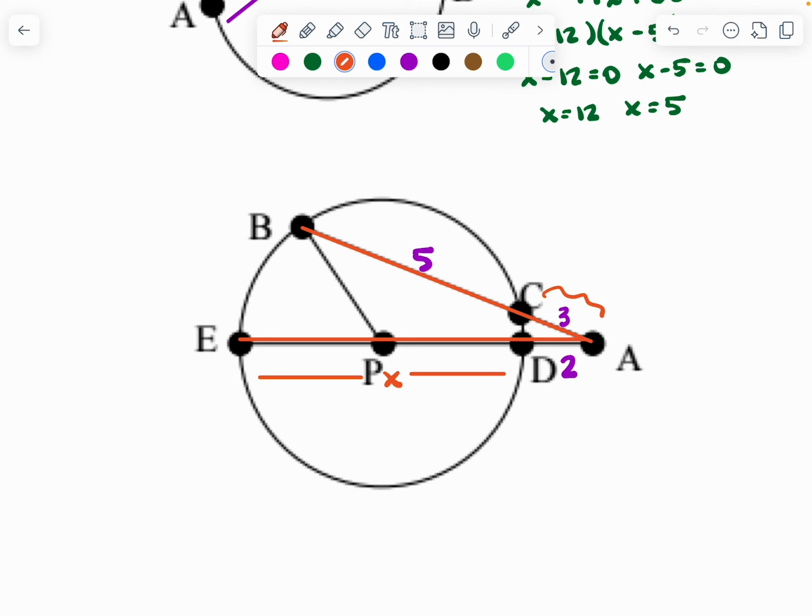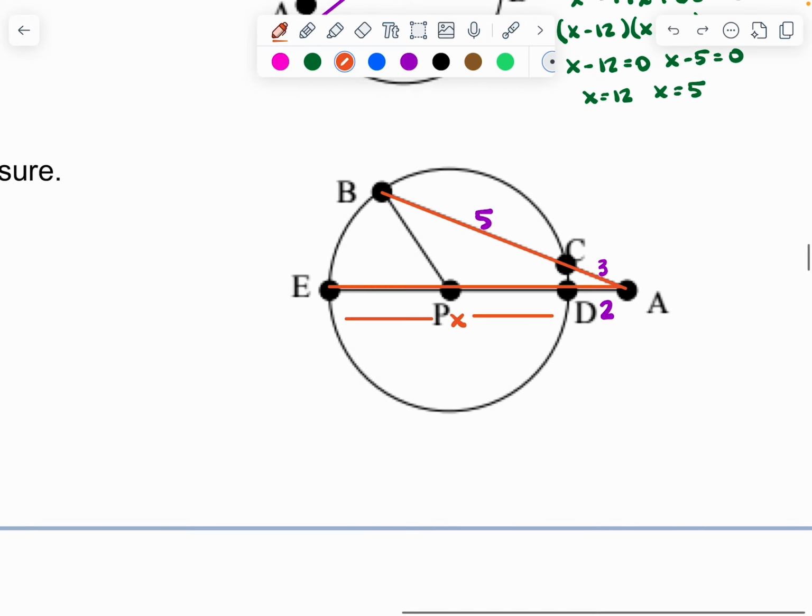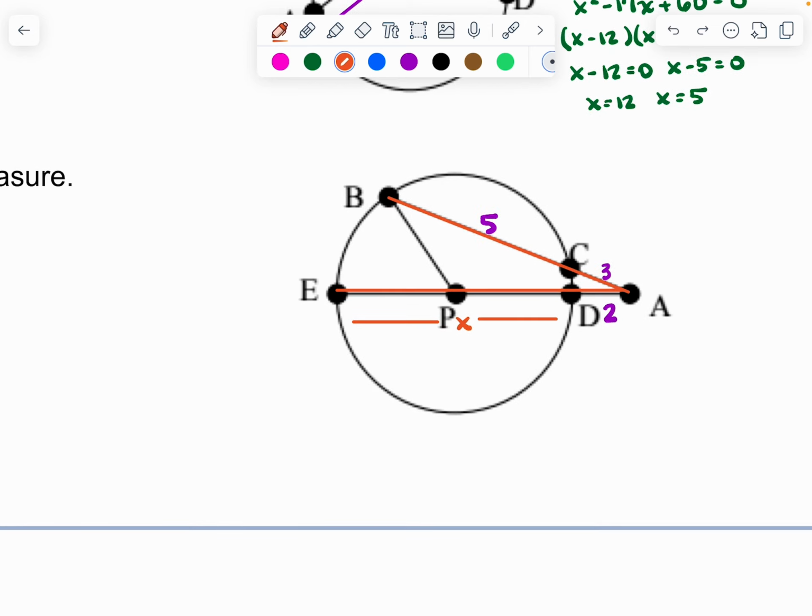Because remember, the formula is outside times whole thing, and then outside times whole thing. So I need to use X to represent ED so I can actually put something in my formula. Overall that's a pretty easy one. So I'm going to do this secant first. The outside is 3. The whole thing is 8. So 3 times 8. And then the other secant, the outside is 2, and the whole thing would be x plus 2.